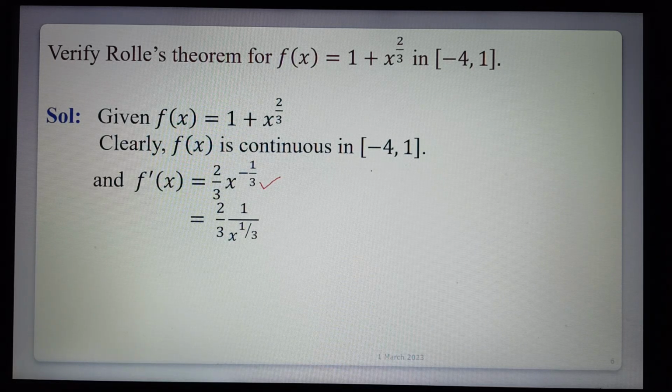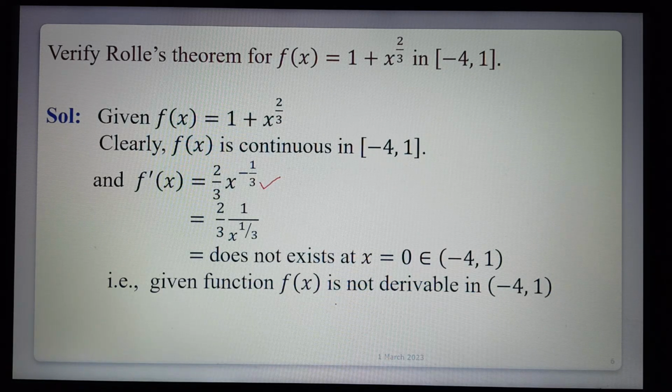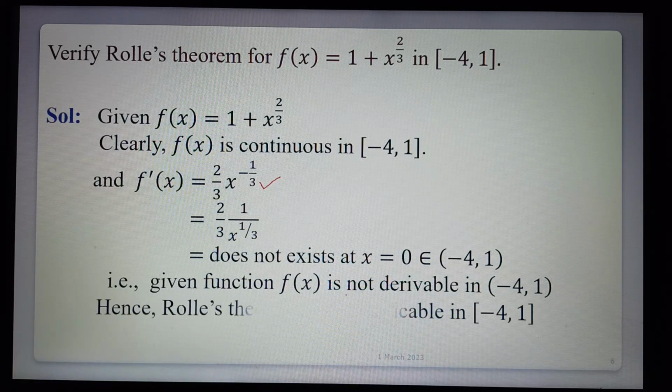That 0 belongs to the given interval. So therefore it is not derivable at x equal to 0. That given point belongs to the given interval. So therefore the given function f of x is not derivable in minus 4, 1. Therefore Rolle's theorem is not applicable in the closed interval minus 4, 1.